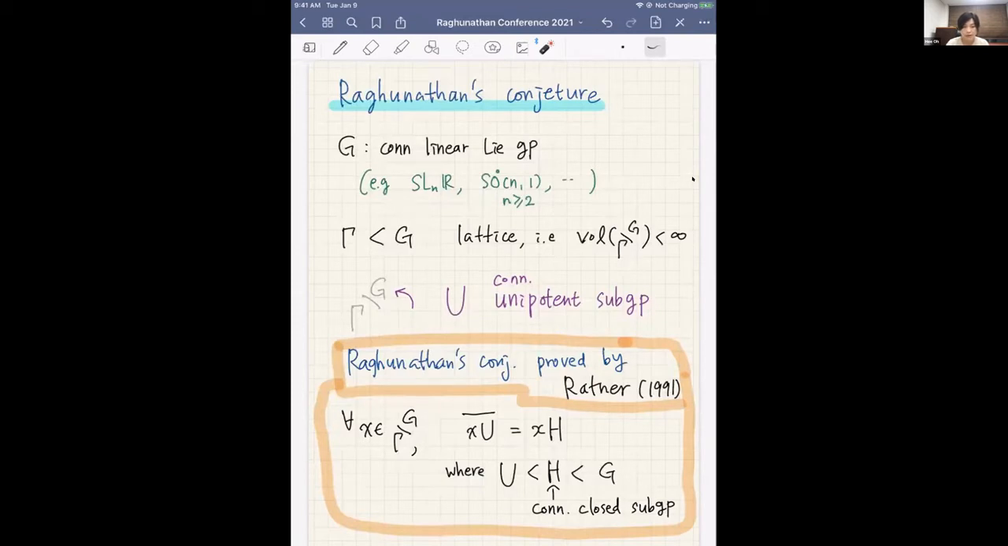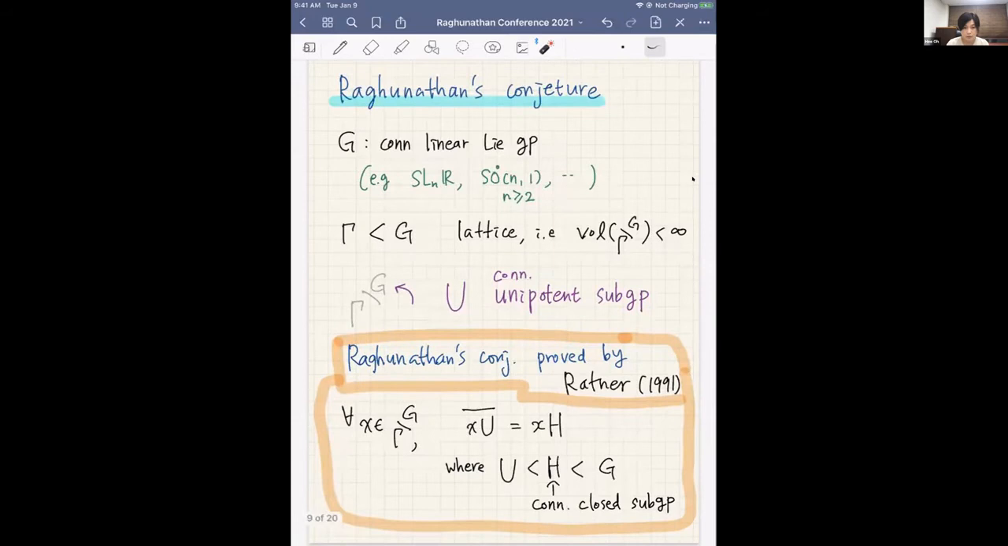And let Gamma be a lattice in G, meaning that Gamma is a discrete subgroup of finite volume. So this homogeneous space G mod Gamma has finite volume. So we consider this quotient space G mod Gamma. And of course, any subgroup H of G acts on this G mod Gamma. But we are going to consider a connected unipotent subgroup. Again, I think I already said that a subgroup is called unipotent if it only consists of unipotent matrices.